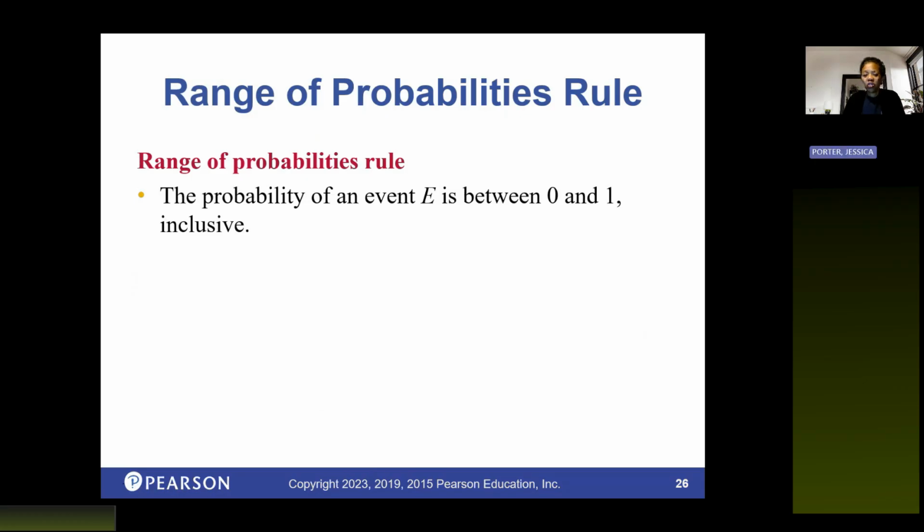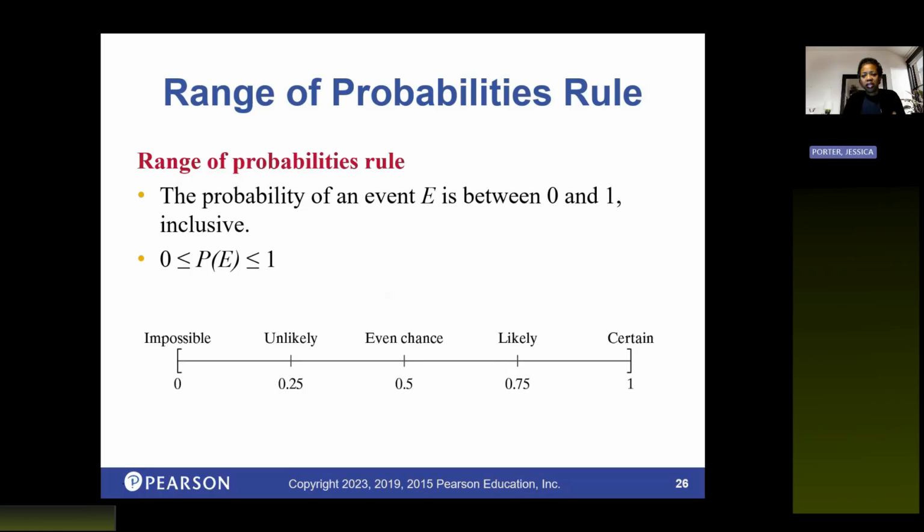All right. The range of probabilities rule. Every probability is going to be between 0 and 1, the probability of each event. 0 is probably not likely to happen. 1 is most likely to happen. I'm pretty certain it's going to happen.